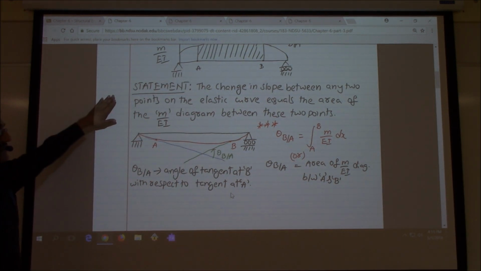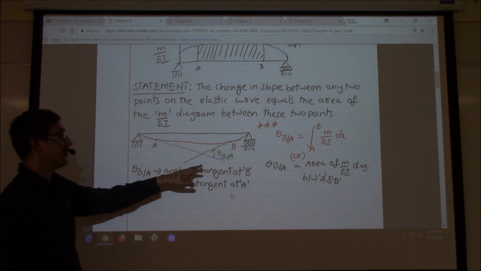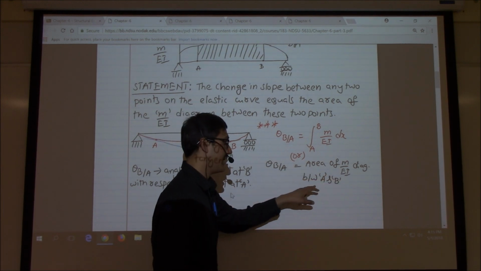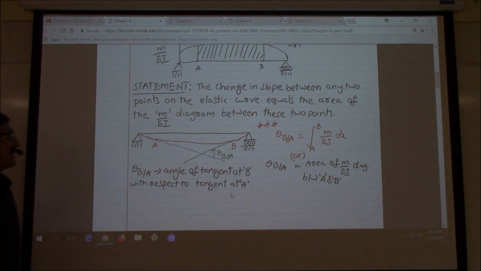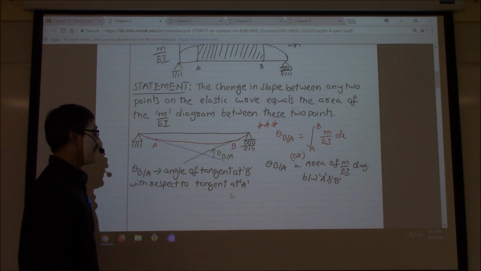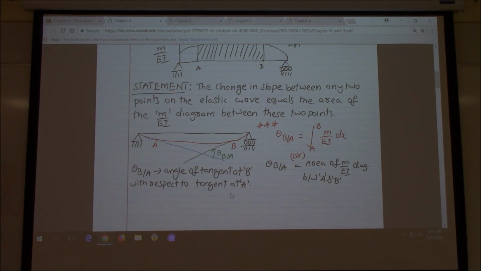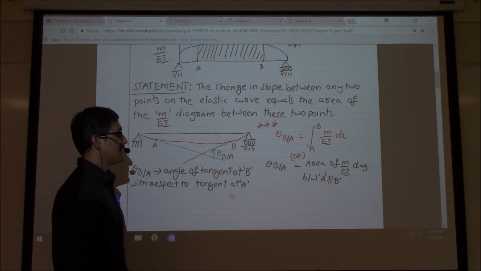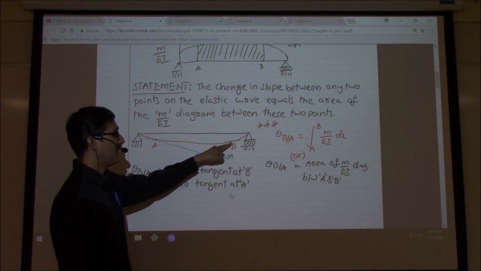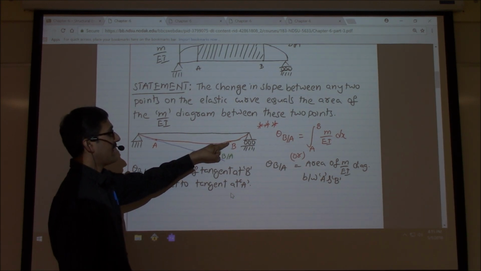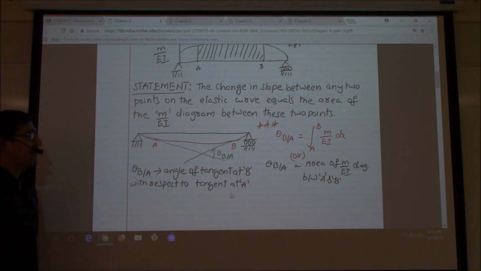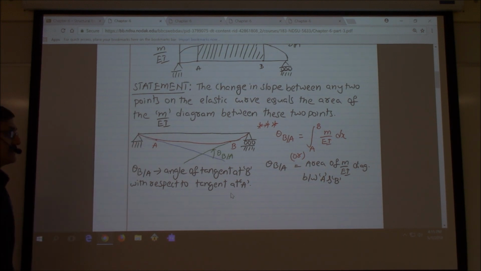So what does this statement say? This statement says that if you want to know the value of theta B by A, you just have to evaluate the area of the M by EI diagram between A and B. That is how you get theta B by A. Please remember that this theta B by A is not theta B. What is theta B? Theta B is the slope of the elastic curve at the point B. How do you get that? You get that by evaluating the angle made by this tangent with the x-axis or the undeflected beam, which in this case is the simply supported beam.